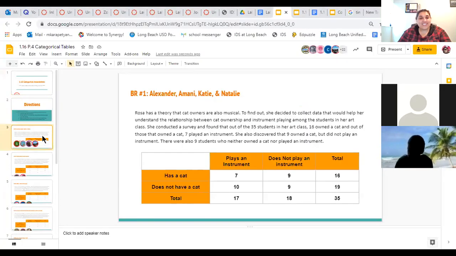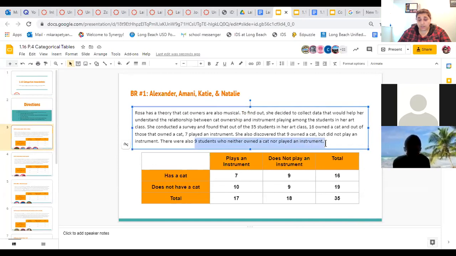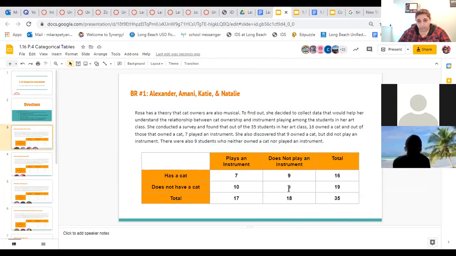Okay, so let's take a look at what you guys did. Breakout room 1. We got 7 kids that play an instrument and have a cat, 9 that don't play an instrument and have a cat. So that means 16 total kids, right? That was actually in the story. And then down here, 9 students who didn't own a cat or play an instrument. So no cat and no instrument here.